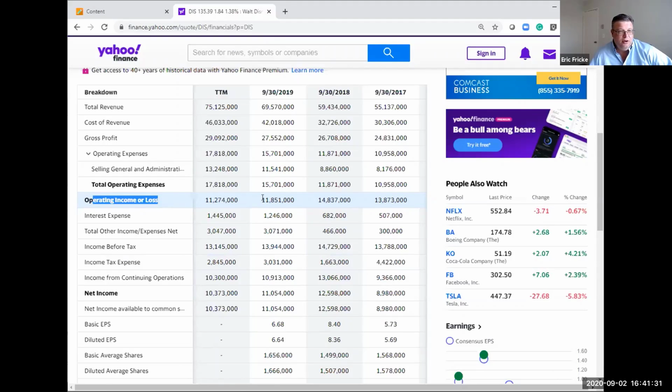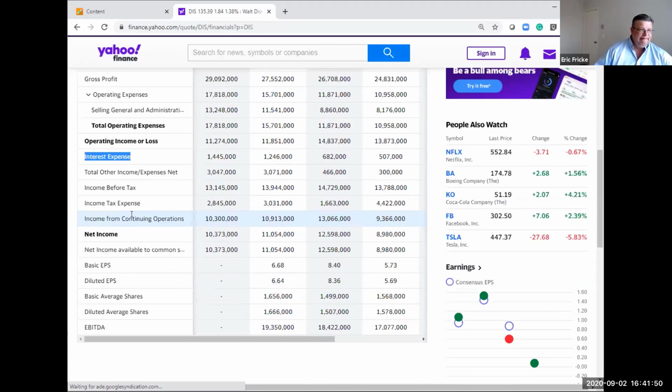For the homework question, it would be this one right here. So that's their EBIT for the year ended 2019. Here's interest expense, right? Yeah, see, the EBITDA is much bigger.